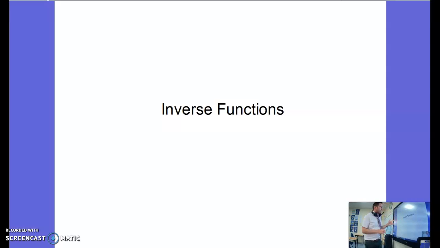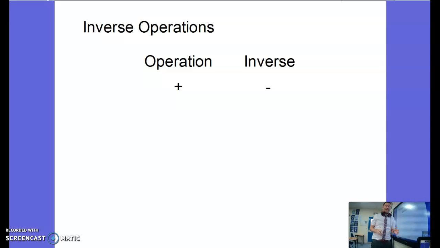Hey maths fans, inverse functions is the topic here. So what are we talking about with inverse functions? Well, inverse operations are add, subtract, times, divide. The inverse is kind of like the opposite. It's a way to undo the operation.